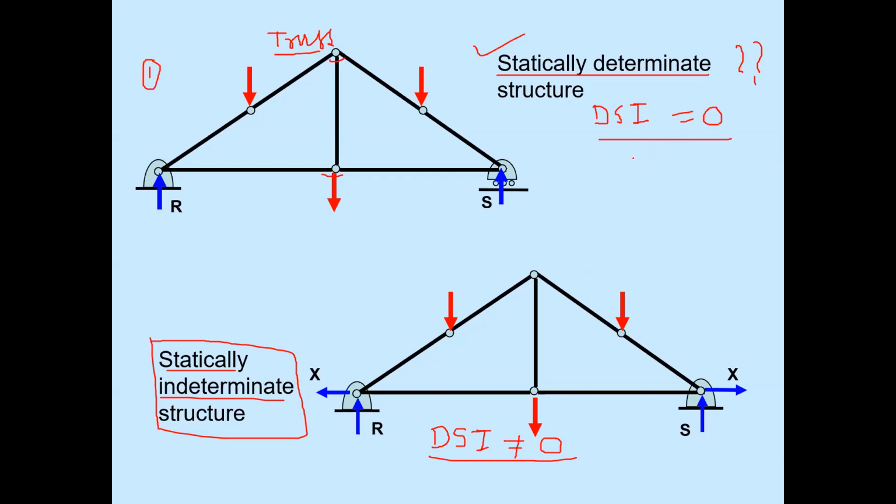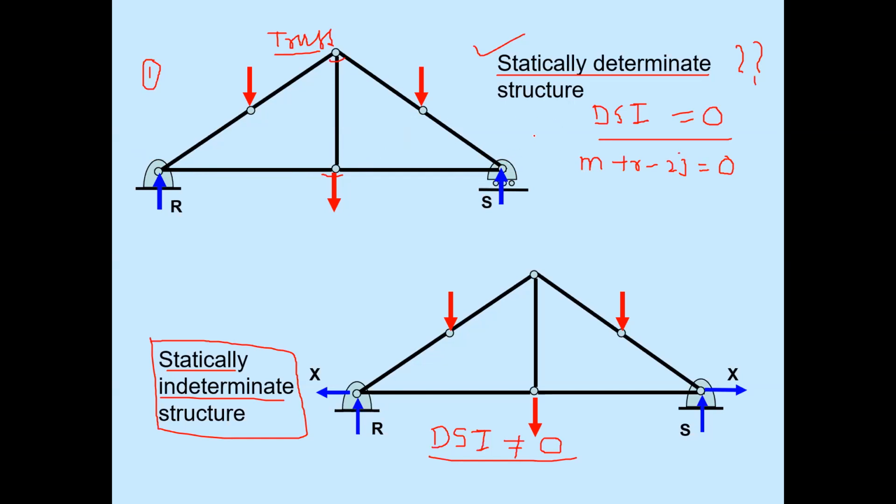Now, for a truss structure, we know the formula is M plus R minus 2J equal to 0. Where M is the number of members in the structure. R is the support conditions given, fixed or free, the kinematic restraints. What support condition is given? This is the value of R. And J is the joints, the number of joints in the structure.